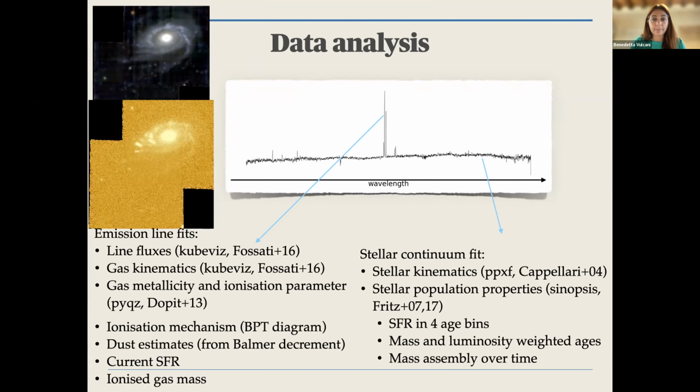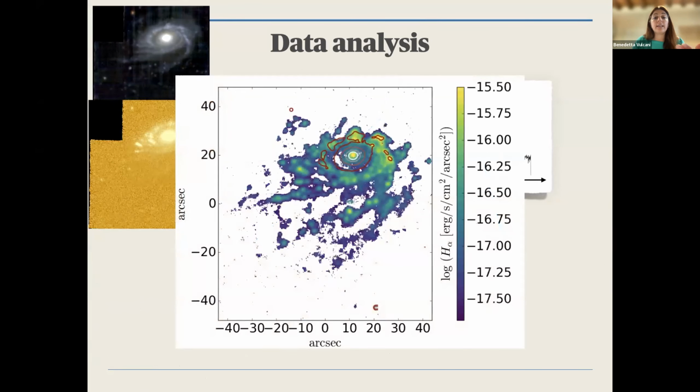And so this is just an example of an H-alpha map. Here, each point that you see actually comes from a different spectrum. So we can really have a spatially resolved map of all the information that I just listed.